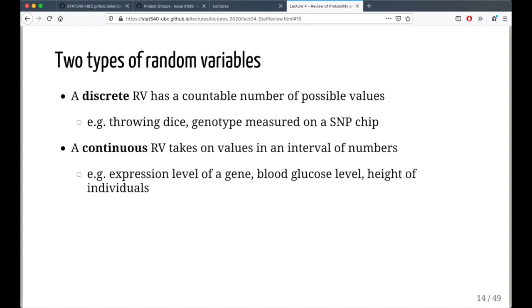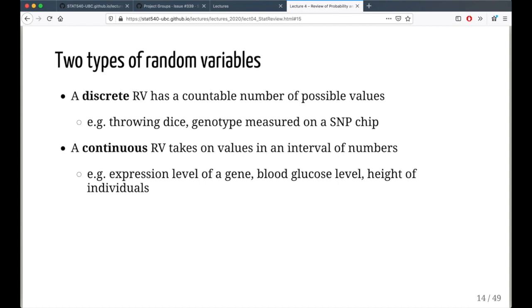So in the previous example, in talking about the coin flips, we were talking about a particular type of random variable, and that was a discrete random variable. And that is a random variable that has a countable number of possible values. So this is because we could count up the number of possibilities in the experiment. There were 4 different possibilities of outcomes, and 3 different possible values of the random variable, and we can discretely count those up. There's no in-between values. Other examples of discrete random variables are throwing a dice, genotypes that are measured on a SNP chip, and you could think of many, many other examples.